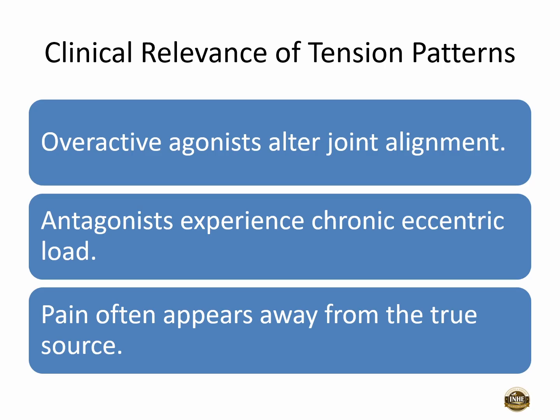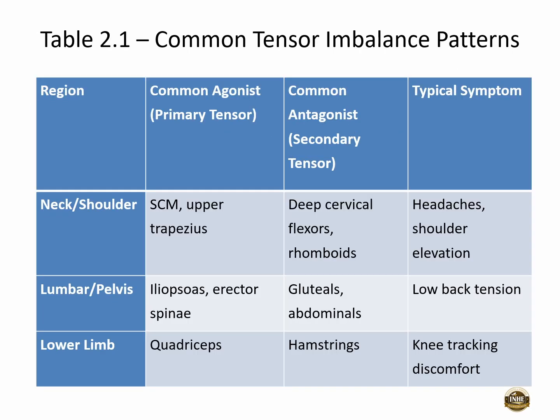Common tensor imbalance patterns. This table presents several common imbalance patterns. For example, forward head posture commonly involves overactive sternocleidomastoid and upper trapezius muscles, while the deep neck flexors and rhomboids become weakened or inhibited. Anterior pelvic tilt often involves tight hip flexors and lumbar extensors combined with weakened gluteals and abdominals. Recognizing these predictable patterns helps therapists create more effective treatment strategies.